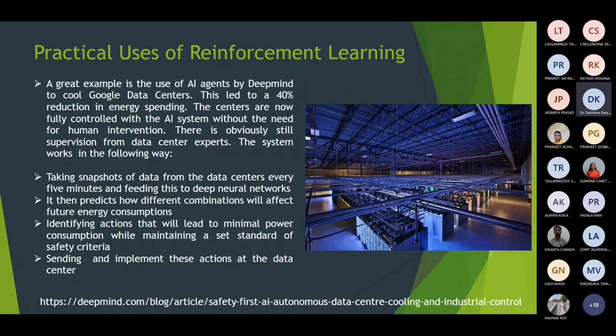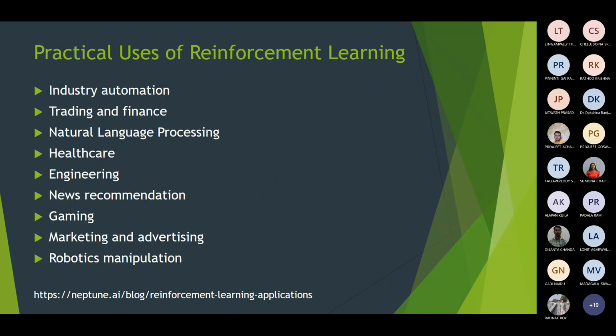This is the best example of reinforcement learning, where DeepMind uses a feedback-based or reward-based learning strategy to reduce the energy consumption. What are the other applications of reinforcement learning? Other applications may include industry automation, trading and finance, natural language processing, healthcare, engineering, news recommendation, robotics manipulation, and many other areas where we can use the reinforcement learning approach.